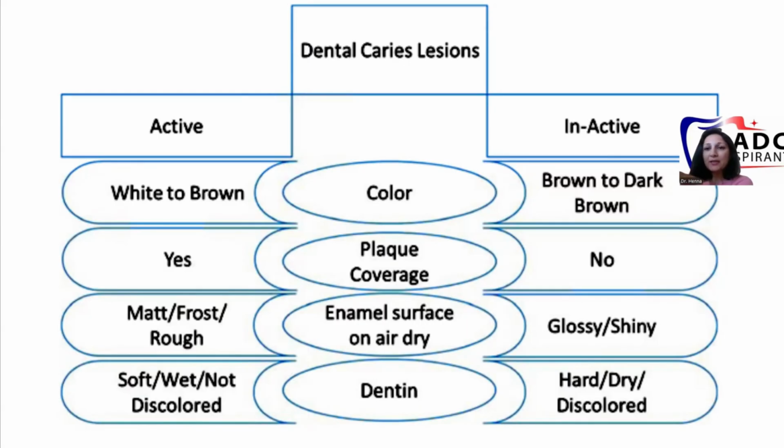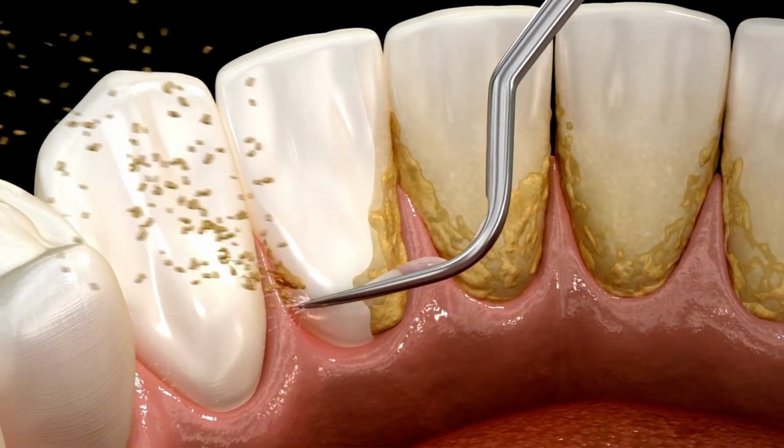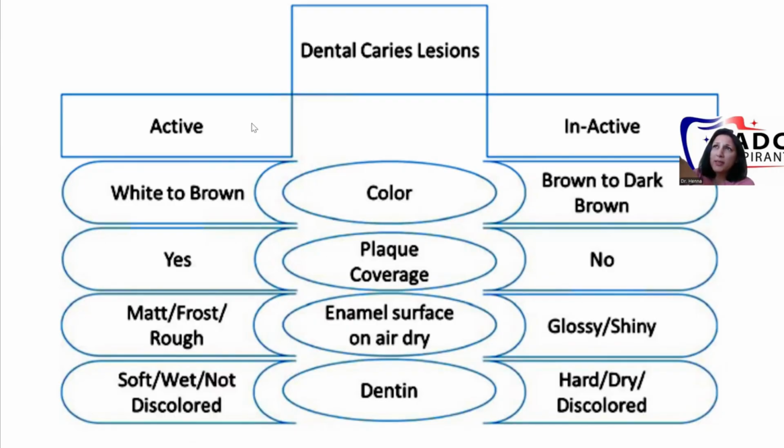How do dental carious lesions look? When you have active lesions, they will be white to brown in color. The lesions we saw in Serena, the patient that we had in our scenario, were very dark in color, weren't they? So that's our first distinguishing feature. Plaque coverage. You'll see a lot of plaque around active caries. Is that always a necessity? Not always, but most of the time, or the majority of the time, you will see that.